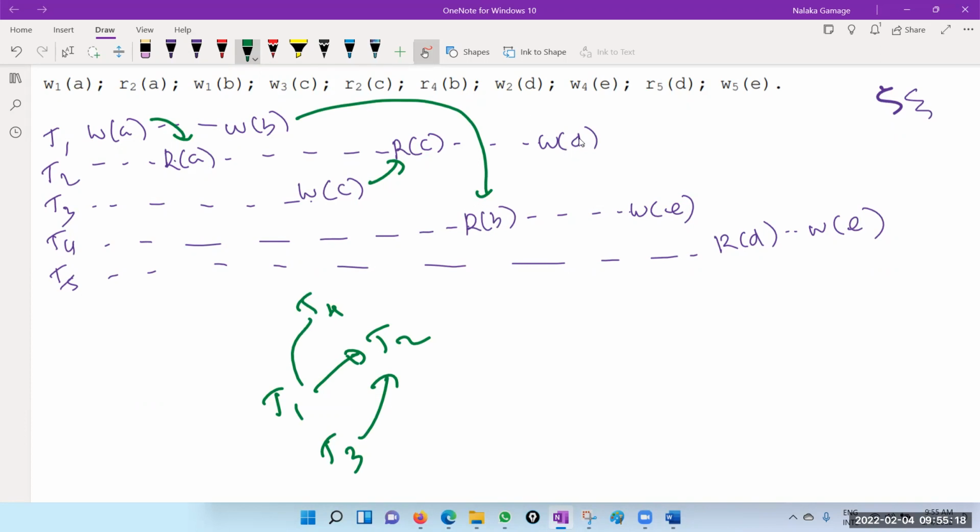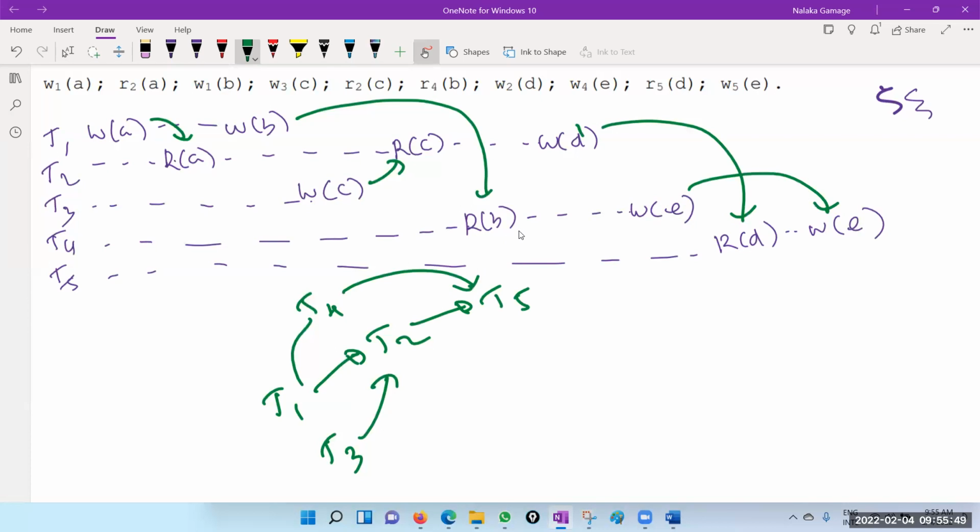Then this is write D. D is the first time we are using it, no issue. E first time we are using, no issue. Then read D. Read D means there's a dependency between T2 and T5. Then E is a new resource? No, E is not a new resource. Now E is not a new resource, so T4 and T5.